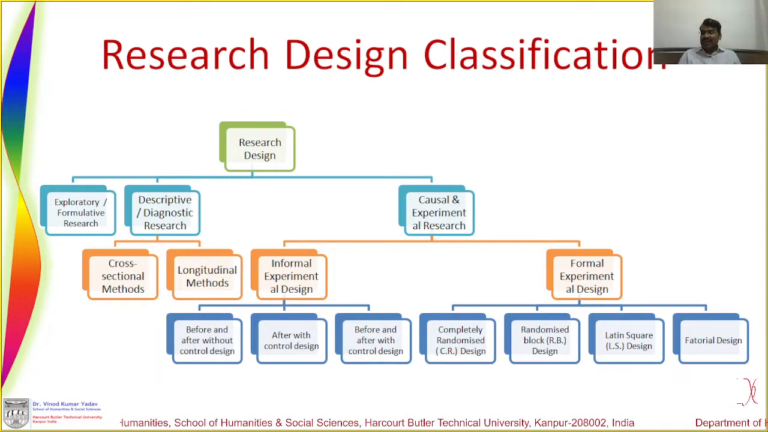Descriptive research is of two types: cross sectional and longitudinal. When you want to study in description. Causal and experimental research is also of two types: informal experimental design and formal experimental design. Informal experimental design is where you try to study before and after without control design. We will discuss control design. Let me clear this control design.